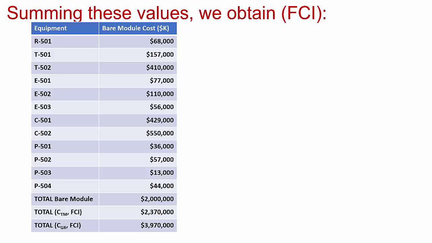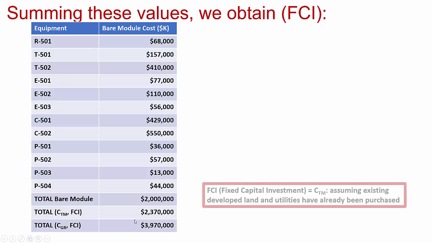We can sum all these values to obtain FCI. So notice that I've performed the calculation for all the pieces of equipment in my process. I've summed the bare module cost, and then I've calculated the total module cost. The software already calculates it for you, and then the grassroots cost is also calculated for you.